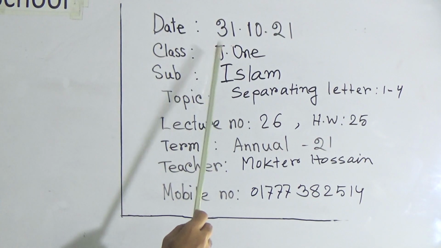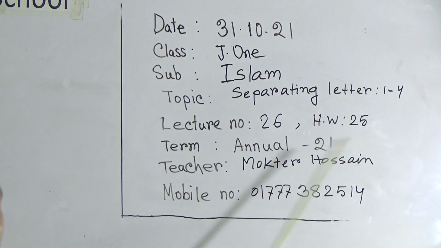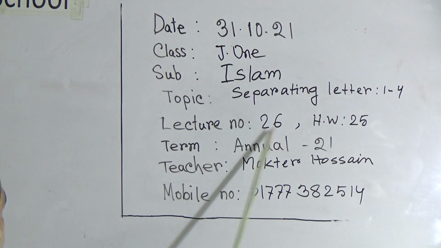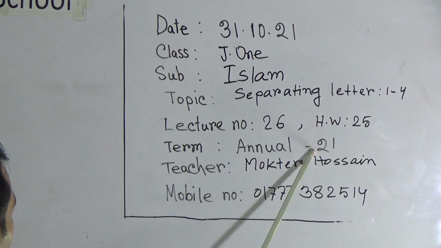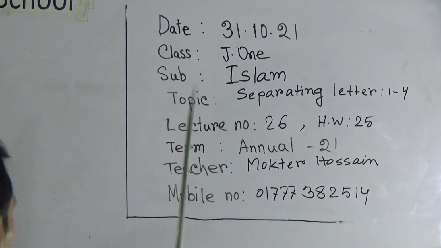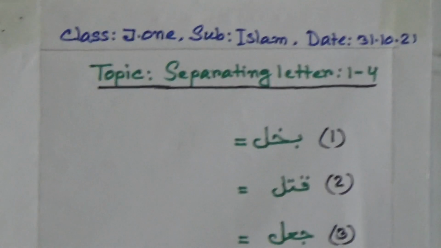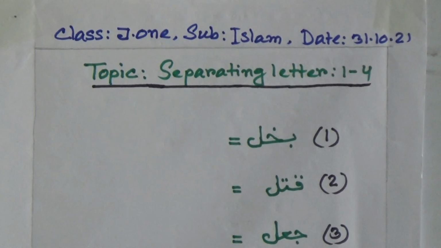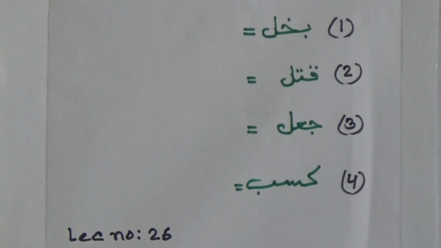Class Junior 1, Subject Islam, Topic Separating Letter 1 to 4, Lecture number 26, SW number 25, Term Annual 21, and today's date. So students, let's start our today's topic. And our today's topic is separating letter. Here there are 4 words. We have to separate the letters from this word.